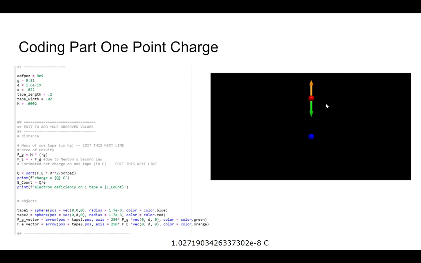As you can see here, the green arrow is the force of gravity, and the orange arrow is the electric force, and because they're equivalent, it's floating.